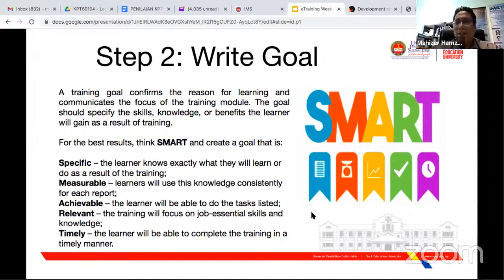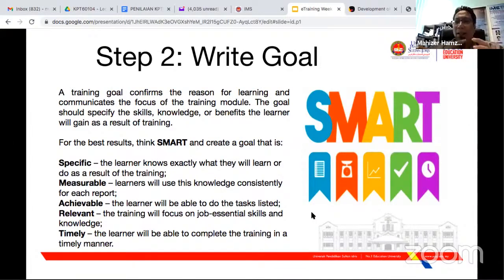Otherwise they waste a lot of money buying a machine and then cannot operate it. Okay, this is SMART. SMART is an acronym: specific, measurable, achievable, relevant, and timely. So this is the way we write a goal. First, it must be specific. The learner knows exactly what they will learn or do as a result of the training.